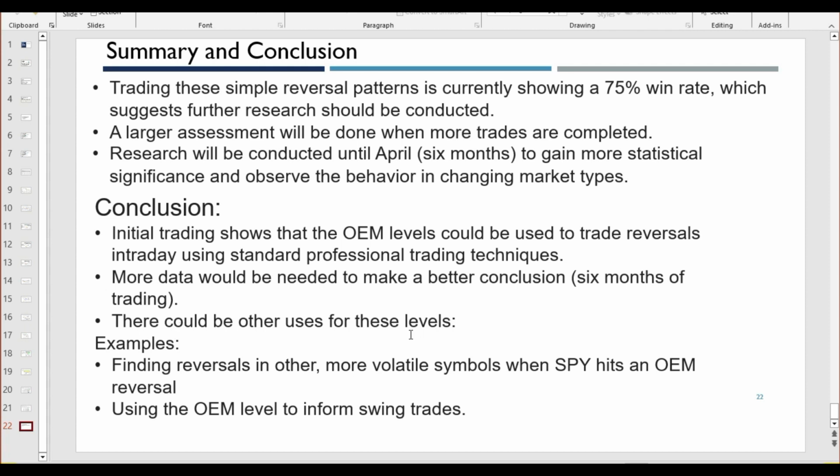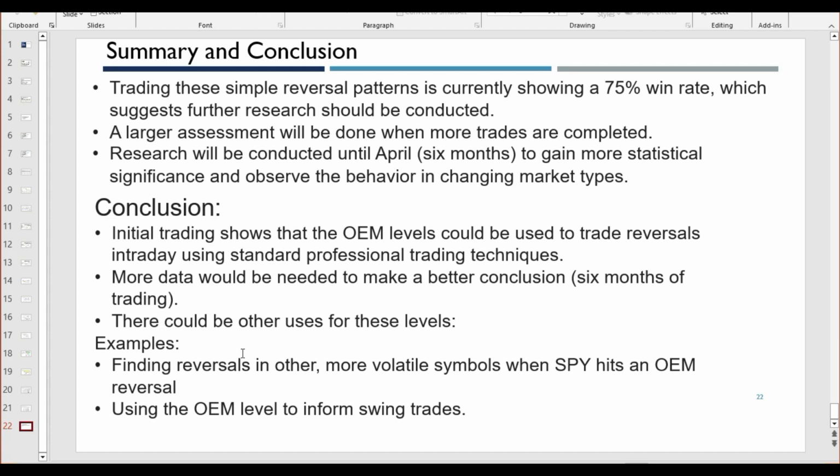And there could be other uses, I think, for these levels. Two examples I've thought of: finding reversals in other more volatile symbols. When SPY hits the OEM reversal, we can look at something that's sold off even more, if let's say it hits the lower level, to set up an SSC trade in the broader market. And maybe SPY has gone down 3 risk boxes. Well, what about some of our other tradable symbols that are down 10? If that hits that reversal and 50% of the market movement is from SPY, that could be a good edge in our favor to take that SSC. Things like that are what we're going to keep investigating.